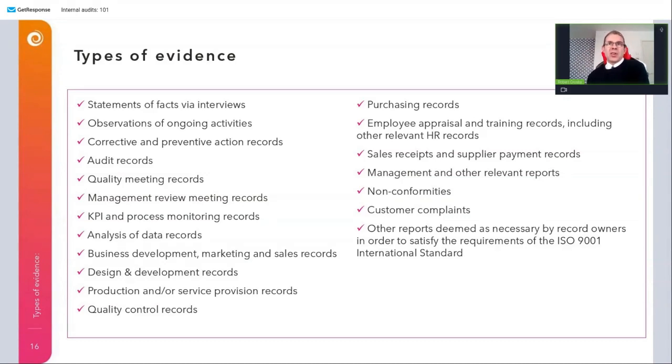Management and other reports. So there may be communication reports, there may be management meetings, there may be particular communications that come out from management on a weekly basis, monthly basis. It's effectively, are they being communicated to staff and did staff have access to that information?